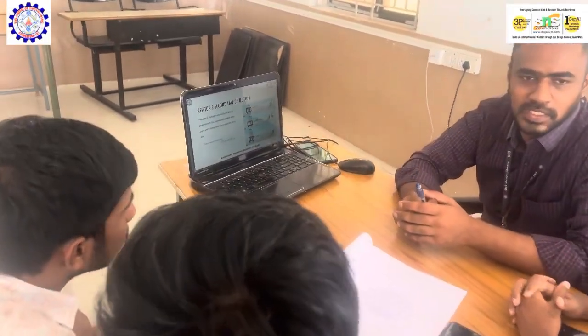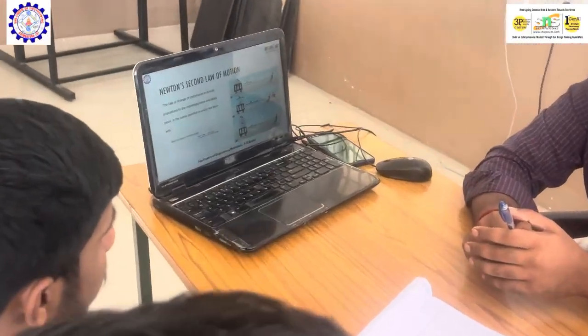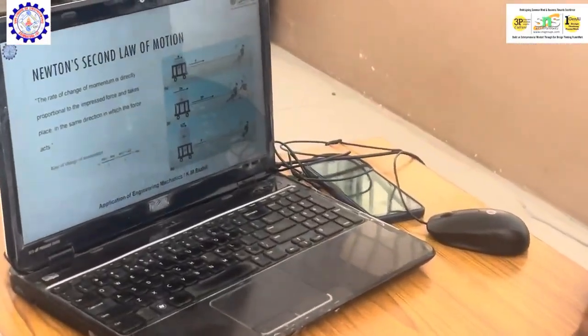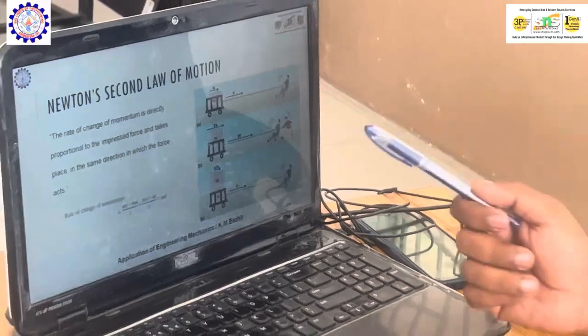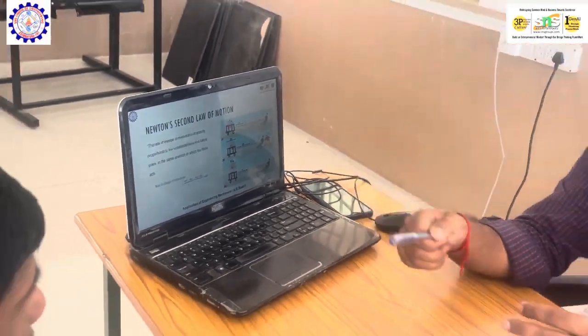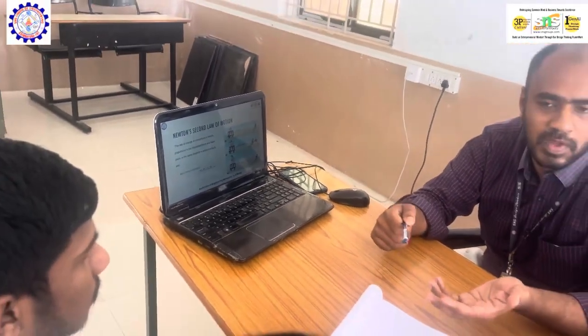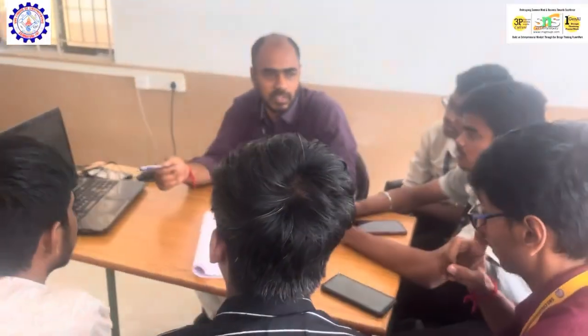Second case. Why the second case? Because the two persons are pulling. Yeah, the acceleration is increasing. From the image itself, we know that the acceleration will increase because of the pulling force, as there are two persons involved.